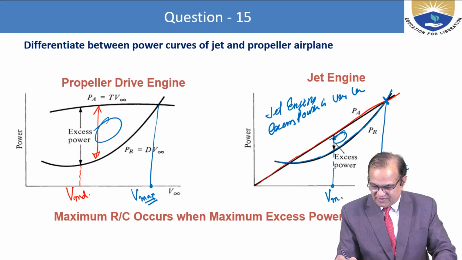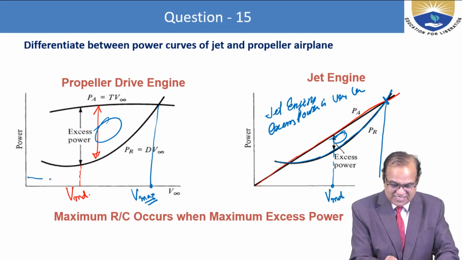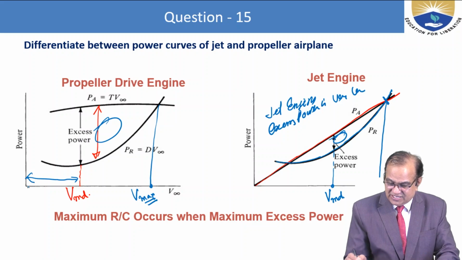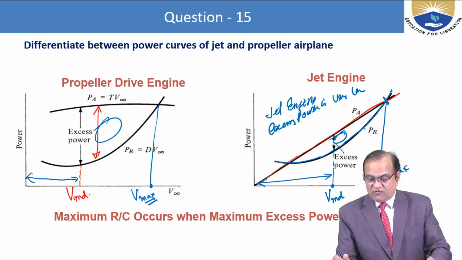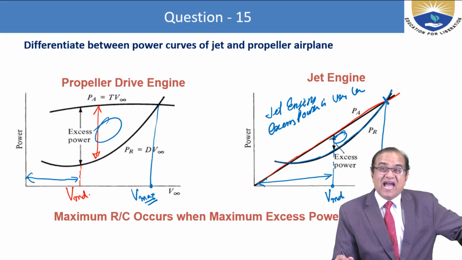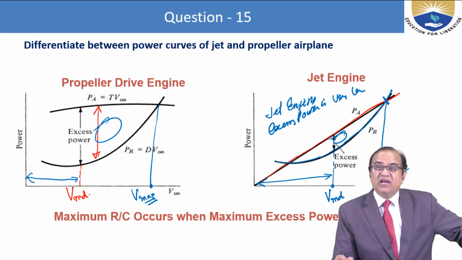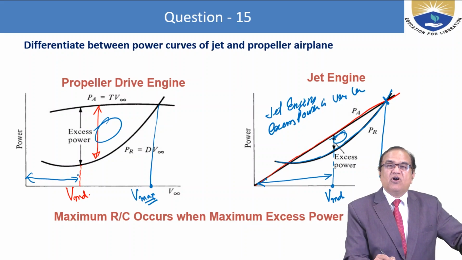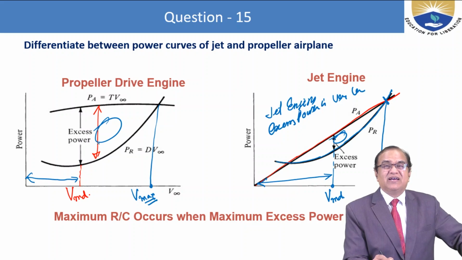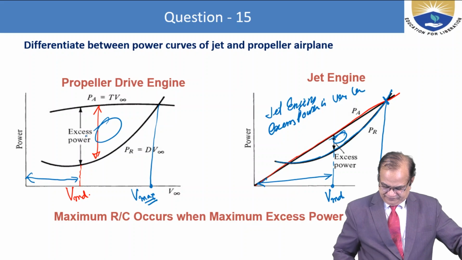This is the V minimum drag here, and this is less and this is high speed, more speed. So if you want to fly the jet aircraft, you have to fly at higher speed for a higher rate of climb. But for a propeller aircraft, you have to fly at less speed and you will get the higher rate of climb. So that is the benefit of the propeller aircraft compared to the jet aircraft.